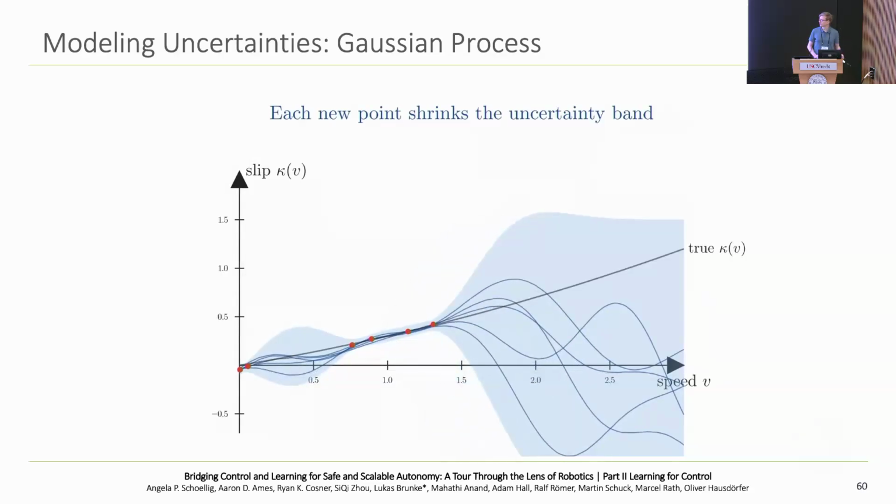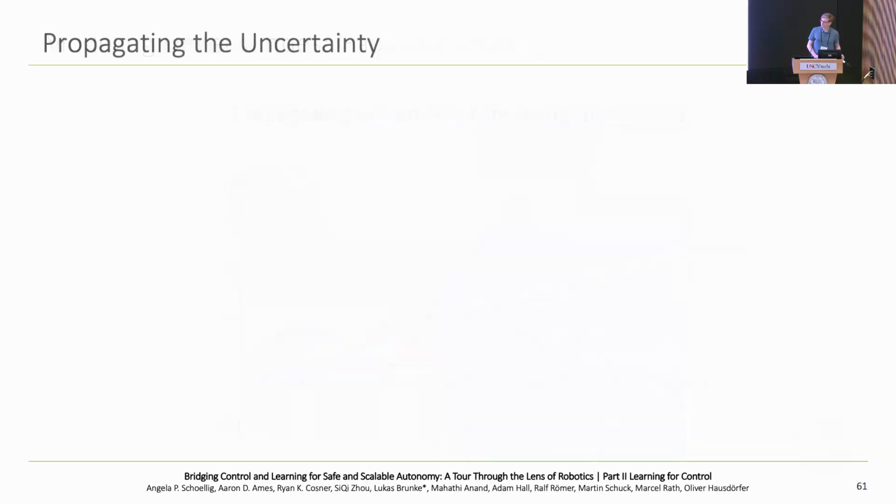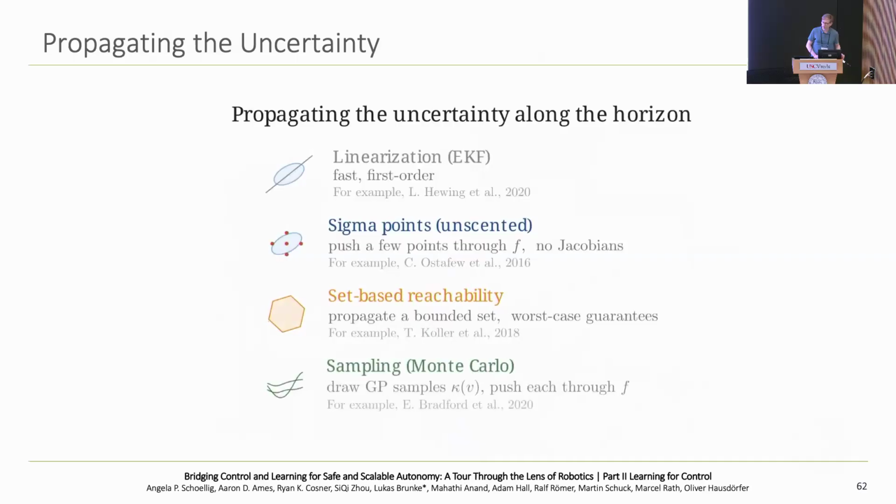So now we already have a pretty good model. And now we can, again, apply this to our robot example. Oh, sorry, I'm getting ahead of myself. First, we need to take this uncertainty that we have about the model and also propagate it along our prediction horizon in order to account for this uncertainty in a robust fashion.